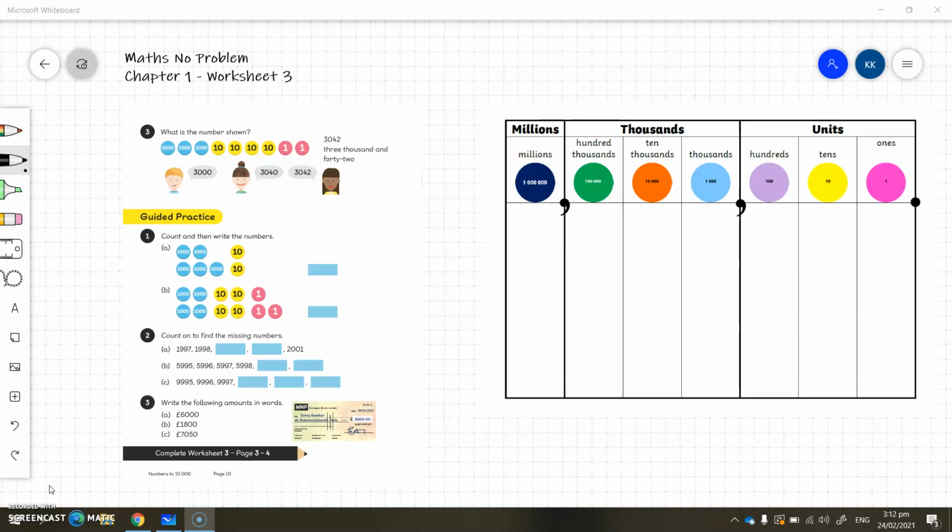We worked a little bit on this yesterday, but I wanted to review a bit of the guided practice so that you would be able to focus on this in your independent work. So first thing we're going to do is focus here on question 1, guided practice. Our instructions tell us to count and then write the numbers.